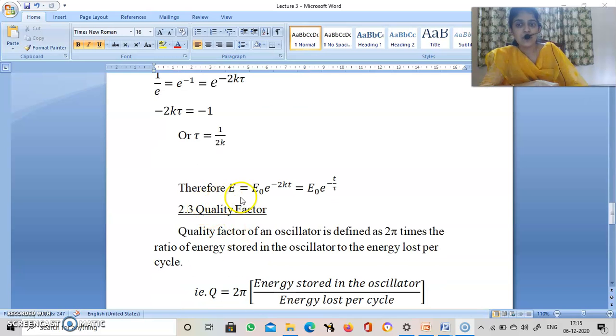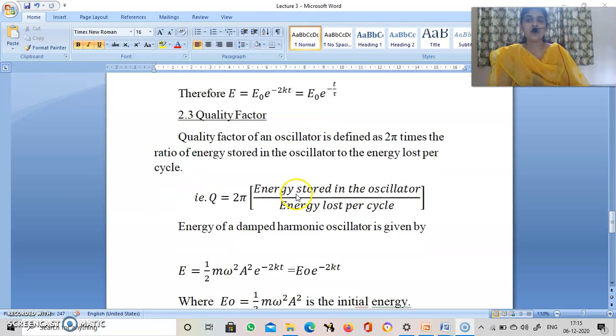Therefore, we have E is equal to E0 e raised to minus 2kt, and since tau is equal to 1 by 2k, 2k is 1 by tau. So we can write the total mechanical energy E in terms of relaxation time as E is equal to E0 e raised to minus t by tau. These equations are important, as problems will ask from this section.